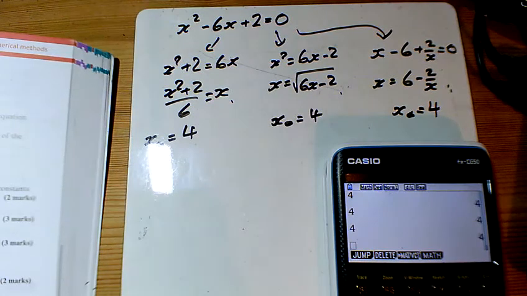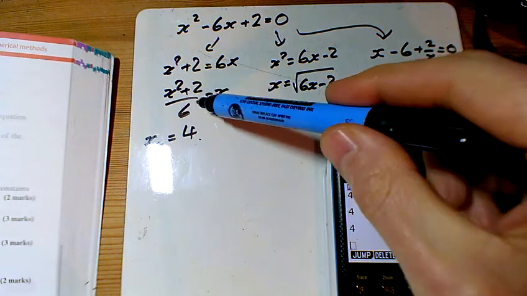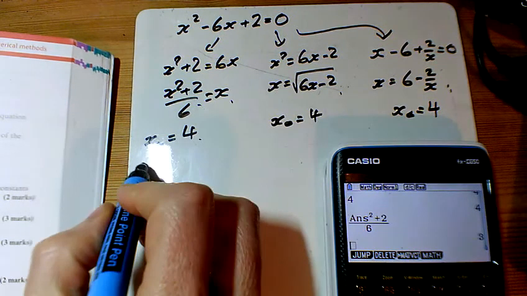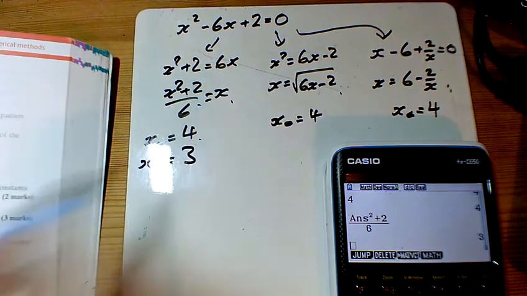And the question continues, saying starting with an initial value of 4, so I put a 4 in the calculator, use this formula, it's an iterative formula, to find the root. So I've put a 4 in already, and now I'm going to do the answer squared plus 2, divided by 6. And I'm just going to press equals again, and this will tell me that the next one is 3.